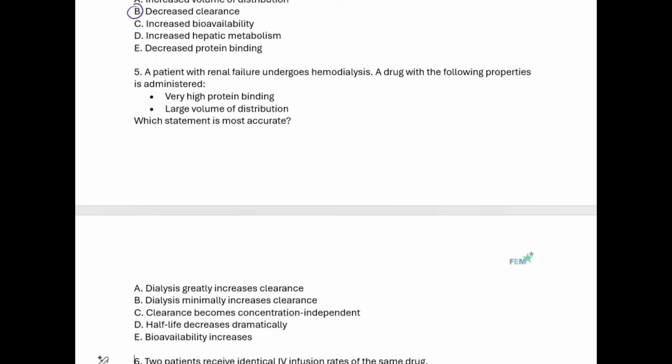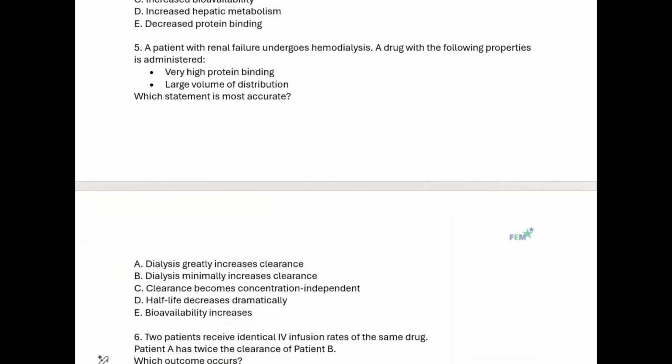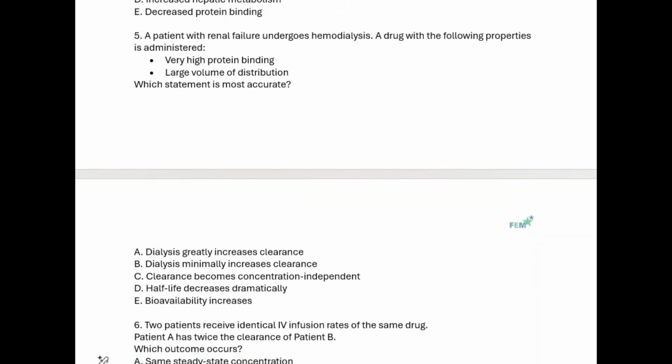A patient with renal failure undergoes hemodialysis. A drug with which of the following properties is administered? Very high protein binding, large volume of distribution. Which statement is most accurate here? So if you look, this medication has a very large volume of distribution. That means the medication is going to leave the plasma and go into every tissue. And you can see it's also highly tissue protein bound. So because it's highly tissue protein bound, that means the drug has a very high volume of distribution.